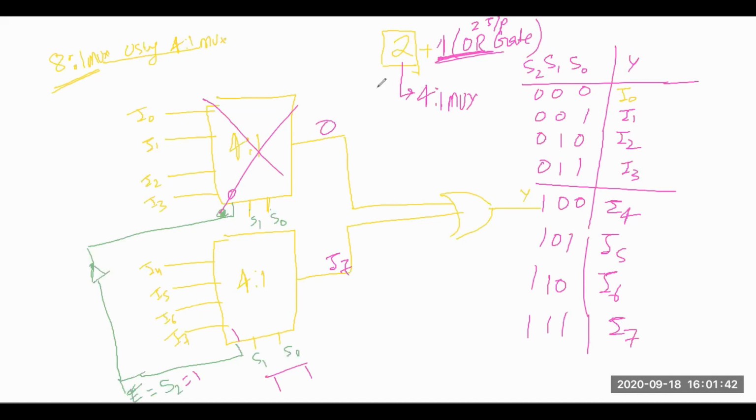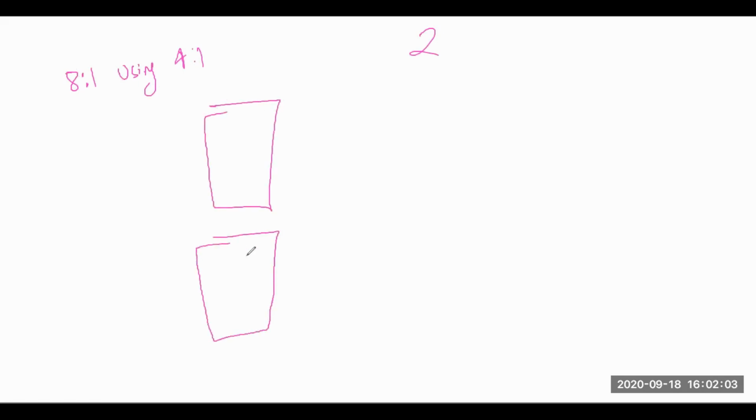Now I will tell you one more way of designing the same thing. So now I'm again designing 8 is to 1 multiplexer using 4 is to 1 multiplexer, and two 4 is to 1 multiplexers I need, that is in parallel. So again this one will be as it is. Here it is I0, I1, I2, I3, I4, I5, I6, and I7. And two outputs will be there.